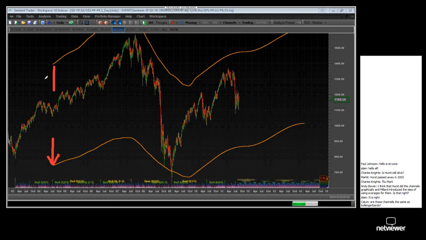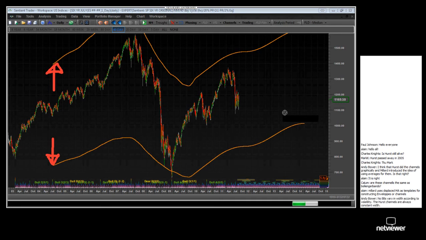So what Hurst suggested was that when you construct your channels, or your envelopes, you basically create equidistant lines. They need to be equidistant vertically on your chart, and that raises all sorts of questions to do with logarithmic and linear scaling. And the correct answer is to use linear scaling, although many people have different opinions about that. I see Alain says Millard uses displaced moving averages templates for constructing envelopes or channels.